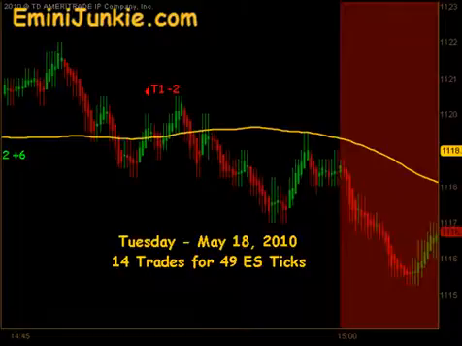So all in all, it was a very, very active day, but we had a very nice market, very technical market played into our hands. 14 trades today for 49 ES ticks.